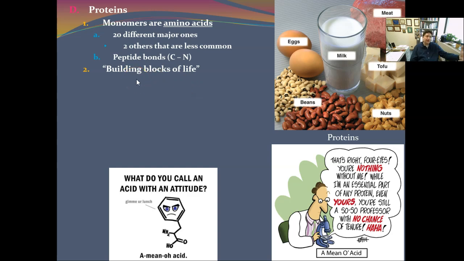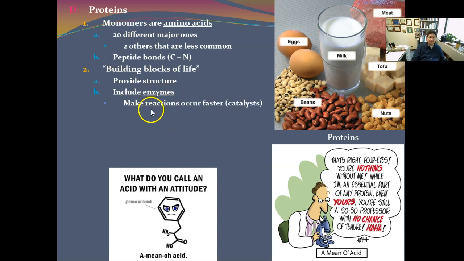The biggest function of proteins is that they are the building blocks of life. They provide structure. They're the structural basis of life. But proteins have a lot of other functions. They include enzymes. Enzymes are proteins that make reactions occur faster. We call them catalysts. A catalyst is something that makes a reaction occur faster. And enzymes are a type of catalyst.